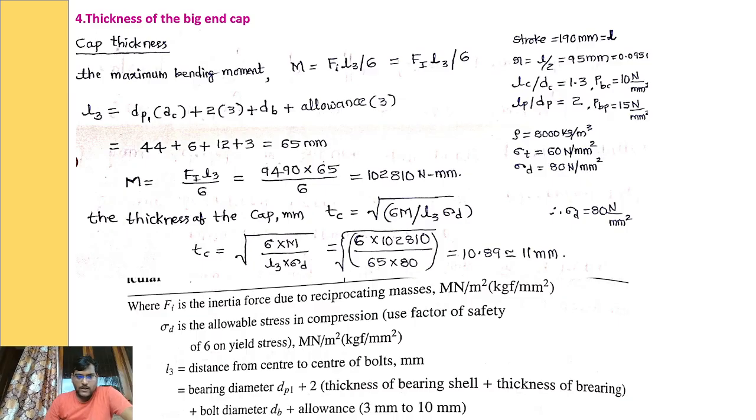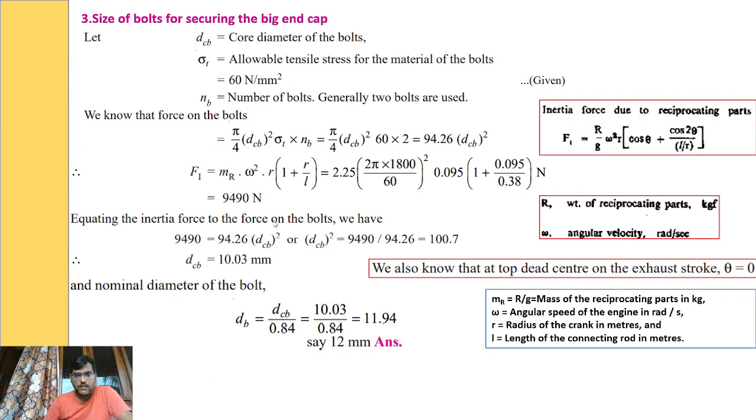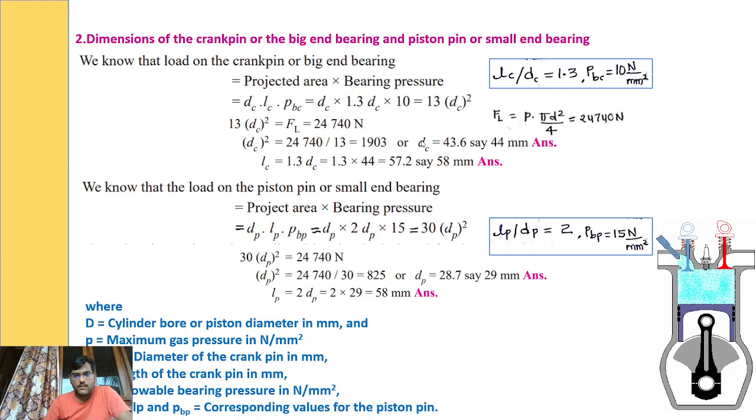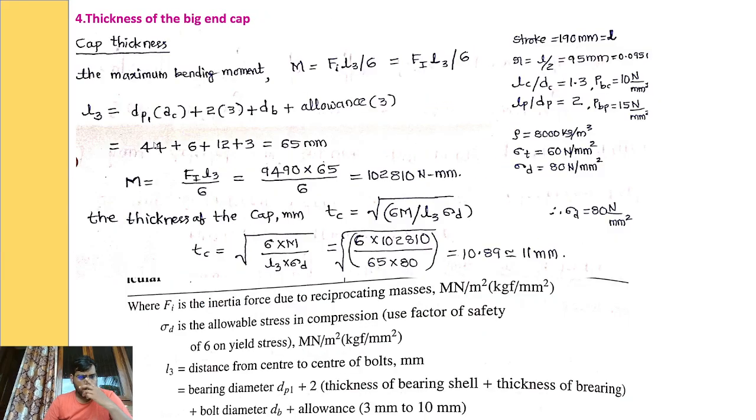Okay. So bearing diameter. We are talking about the big end. At the big end, we have a crank pin. Here dp means the diameter of the crank pin. Remember, dp, diameter of the crank pin, that value is 44. The DC value is 44. Same we have taken.